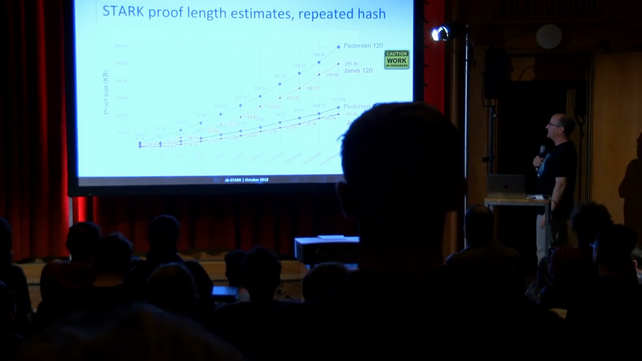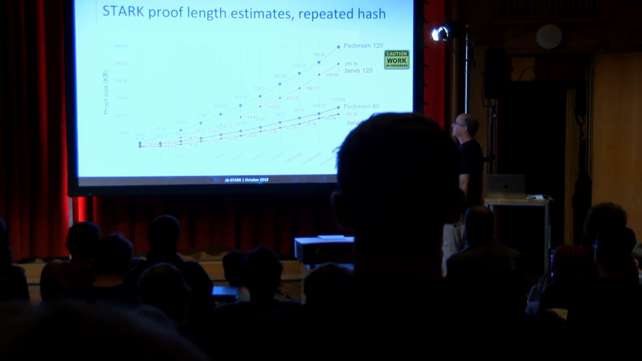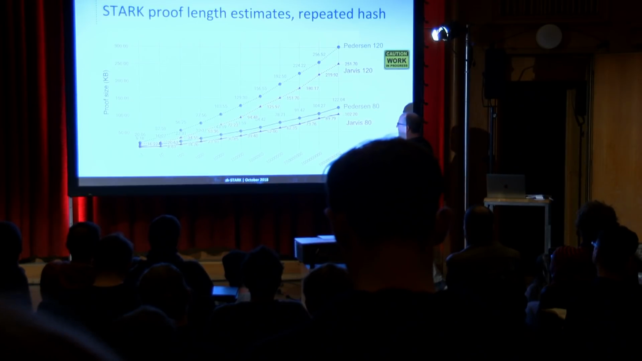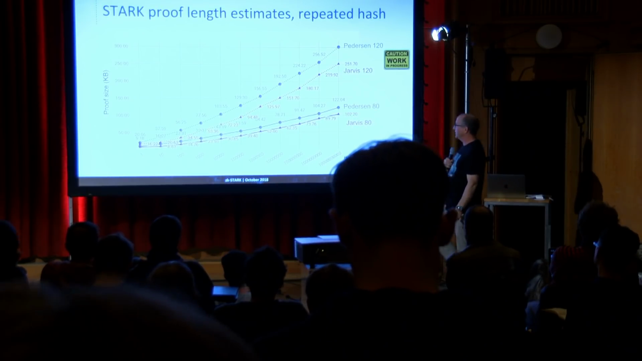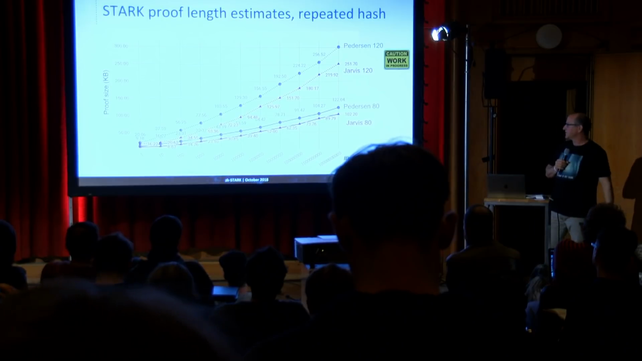So again, these are just the estimates for how things would look with Jarvis in terms of proof size. It would go down for 10 billion hashes. It would just be around 100 kilobytes.